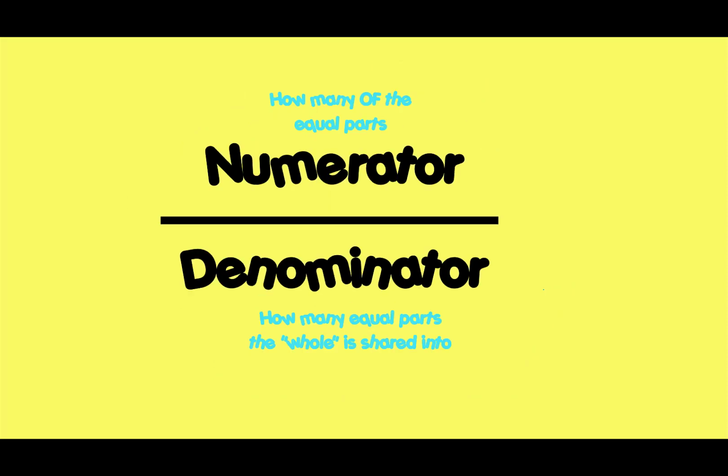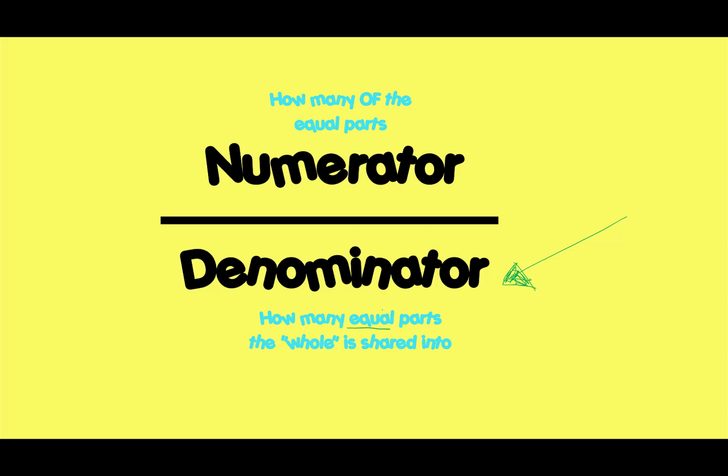So let's recap. With any fraction, the number on top is a numerator. The number on the bottom is our denominator. You need to look at your denominator first. Look at this first, okay? This tells you how many equal parts the whole is shared into. So the whole is how many items there are, what the number is, how many squares are in your image. So how many equal parts.